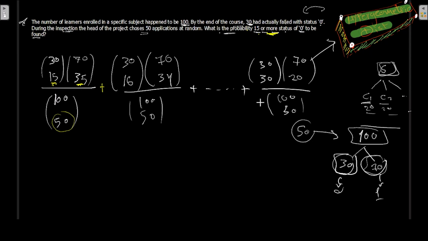If you calculate this probability, you will get a number around 58% or so to find 15 or more zero status in this sample of 50. If you are interested in finding exactly 15, that will be almost 17%. Now, let's take one more question.